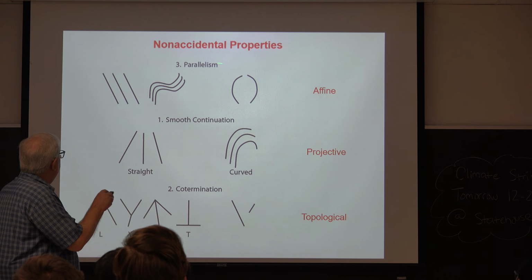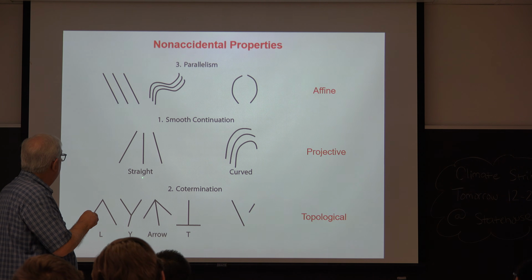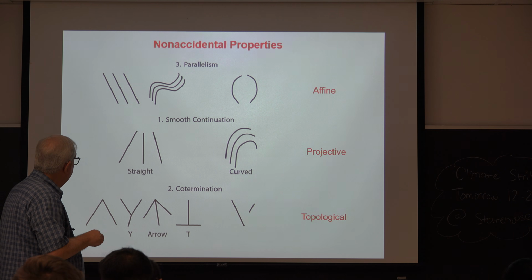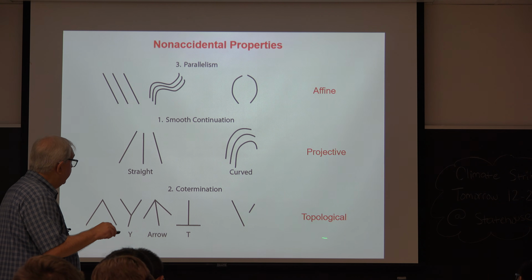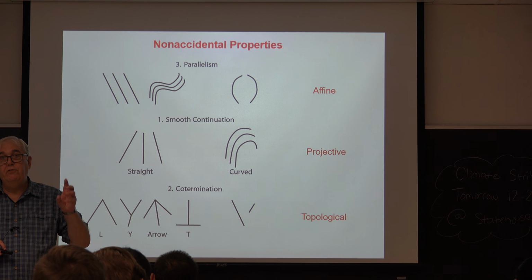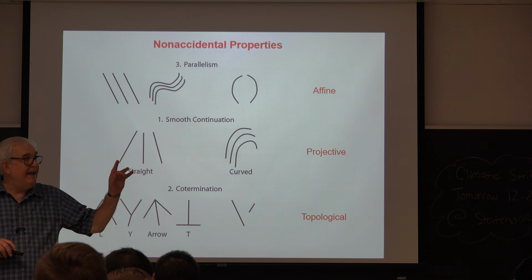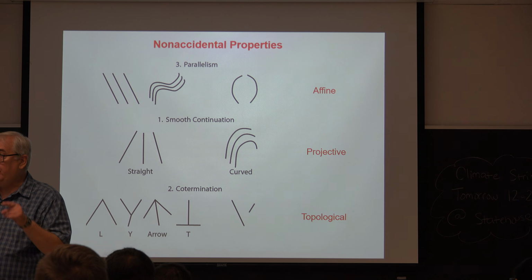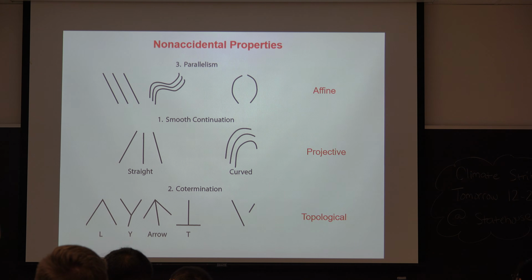And again, just to point out, parallelism is an affine property. Straight versus curved is a projective property. Cotermination is a topological property. So these are the properties that the visual system relies on most heavily. And we can make sense of that because of Klein's theory, where you can show formally that these are the most stable properties. These are the things that don't change when we're moving about the world and getting these crazy changes in our projections. That's why they're so reliable as sources of information.